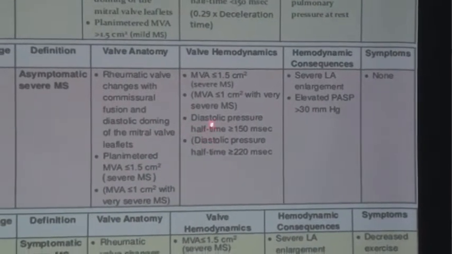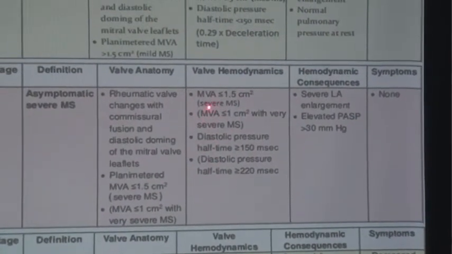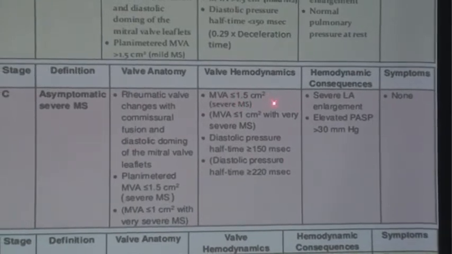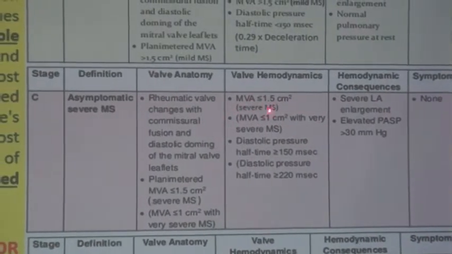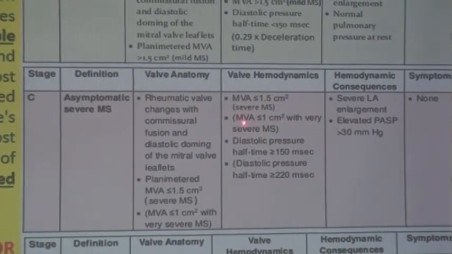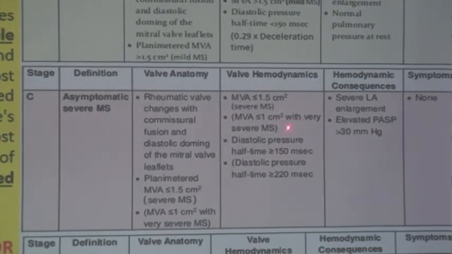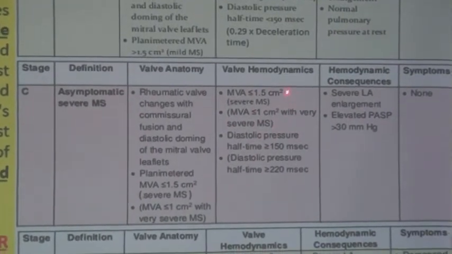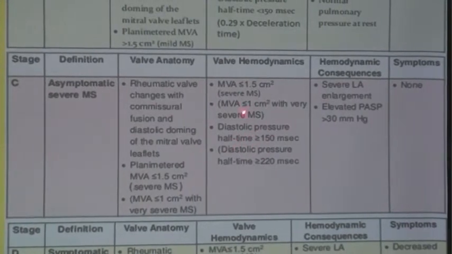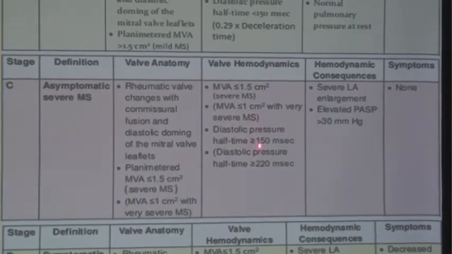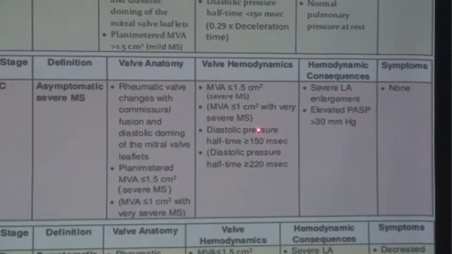Then regarding valve hemodynamics, mitral valve area is less than 1.5 centimeter square, means severe mitral stenosis, or it can be less than 1 centimeter square, means very severe mitral stenosis. Then diastolic pressure half time will be more than 150 milliseconds.